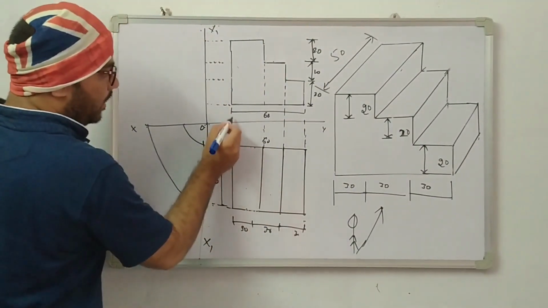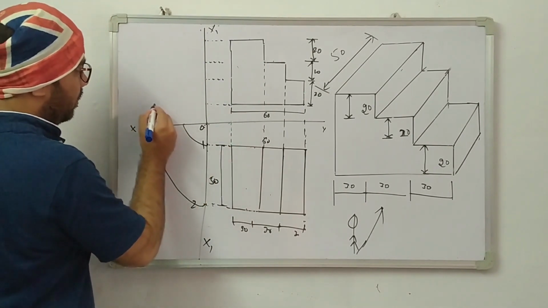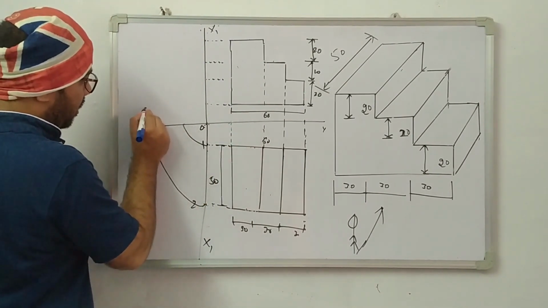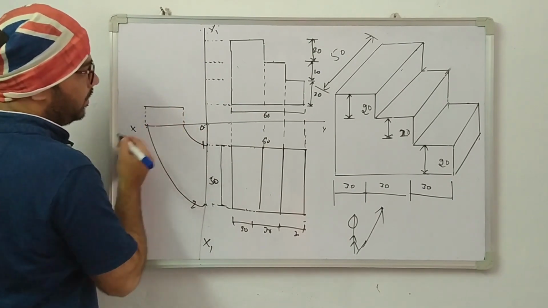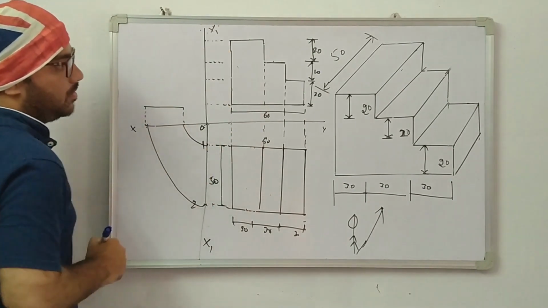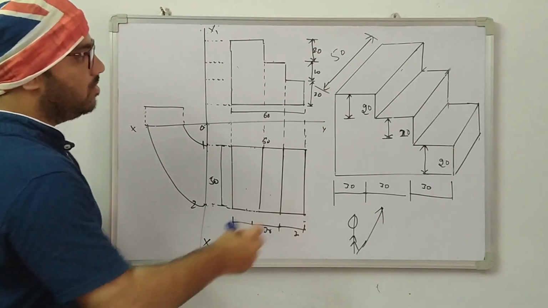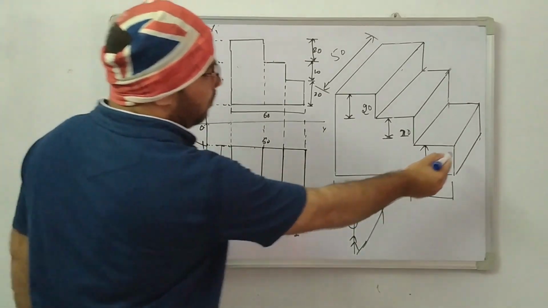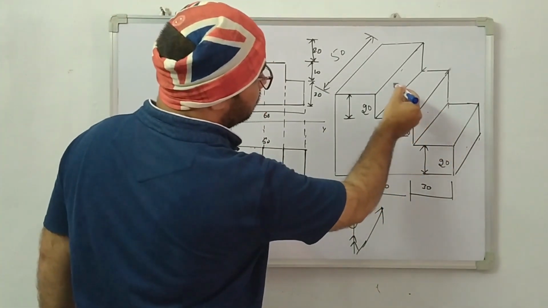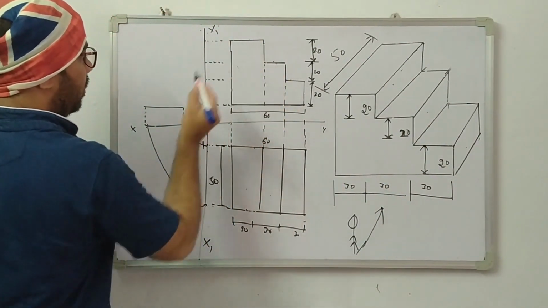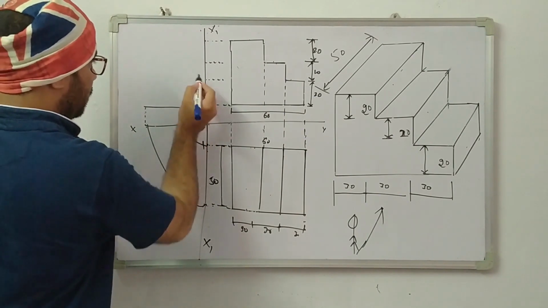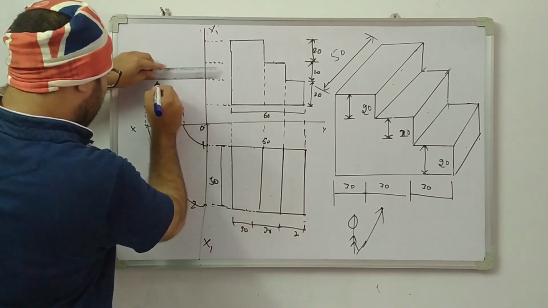So whatever the height is there, the same height maintain here and draw simply the projection lines. So this is the 50 distance. The 50 is calculated here, and the height is how much? 60. Now the side view seems like the first step, second step, third step. So here the horizontal lines are there. From there onwards, draw the step.